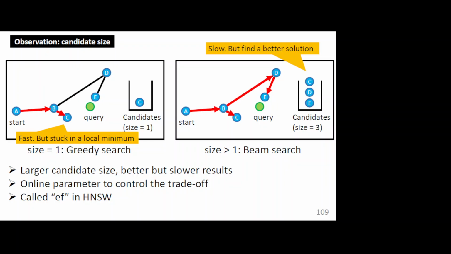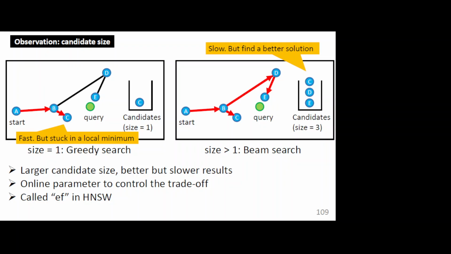And the second observation is about the candidate size. So remember, in our search process, we keep a bucket. You can set the size of this bucket. If you set its size to 1, this means every time you just keep 1 candidate. We call such a strategy a greedy search. Greedy search has a problem.